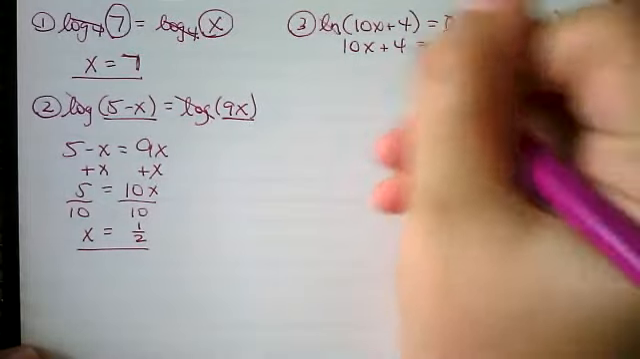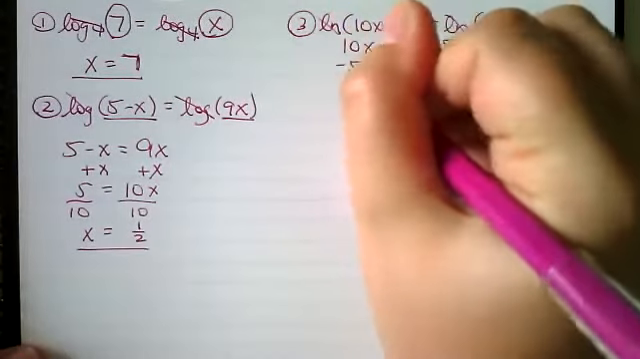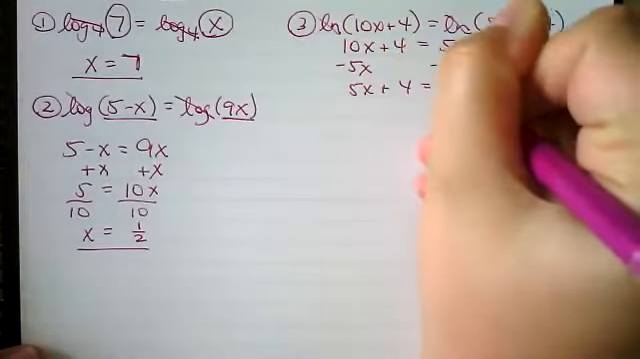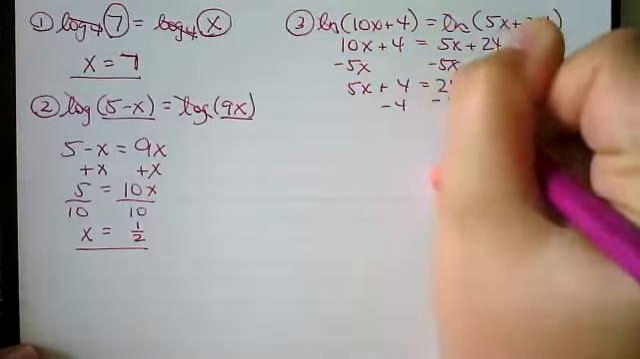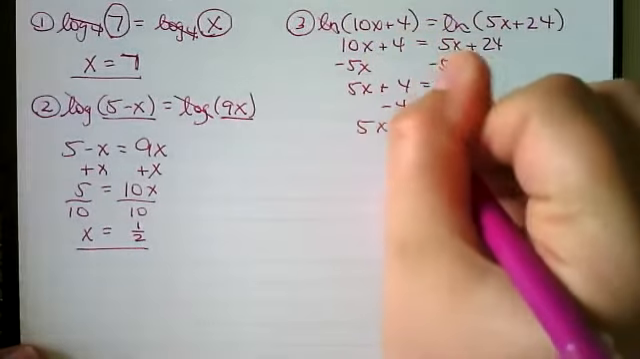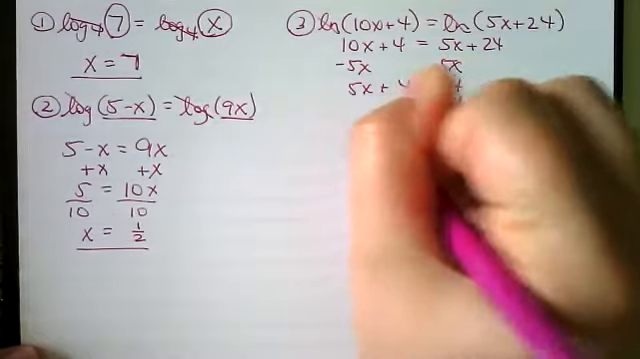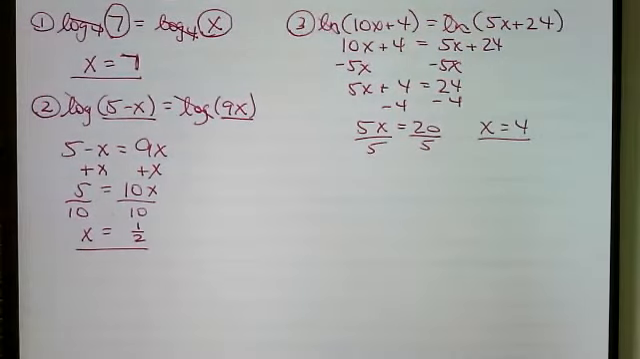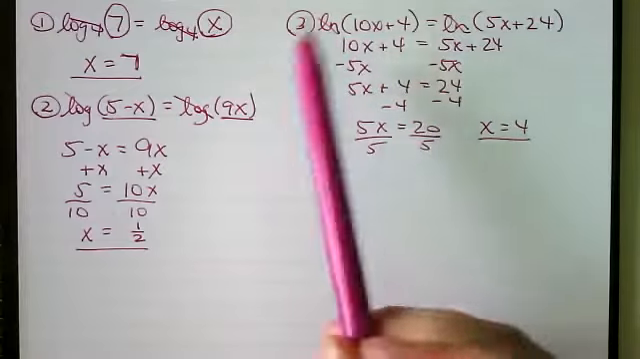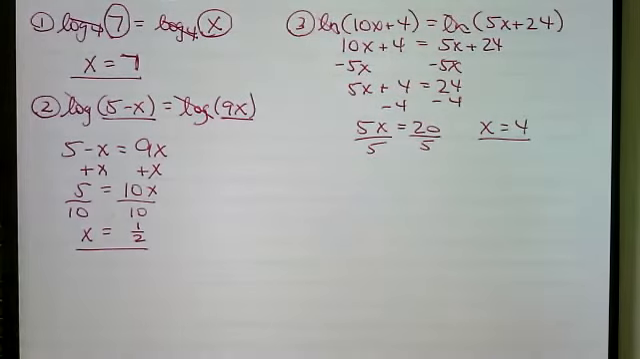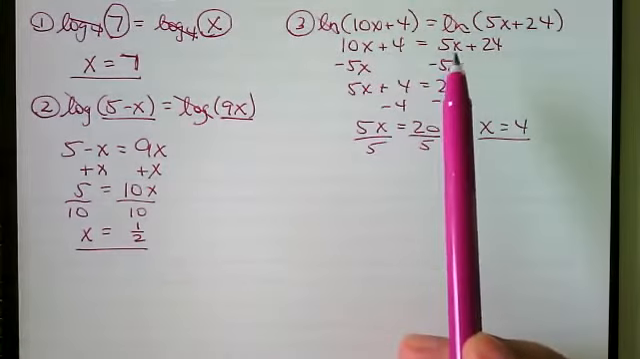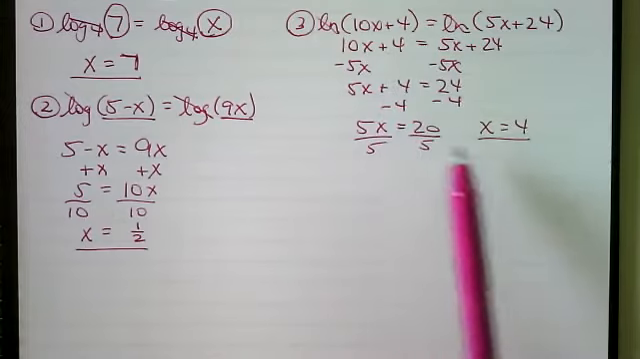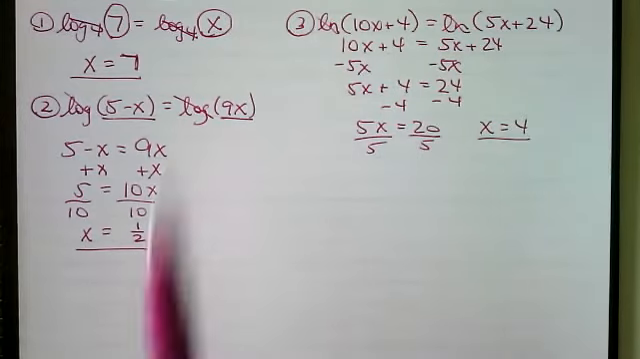So I'm going to subtract 5x from both sides. I get 5x plus 4 equals 24. Subtract 4 from both sides. 5x equals 20. Divide by 5. x equals 4. There's our answer. Once you check that your bases are the same, it's just basic solving. However you want to solve this, it does not matter as long as you're getting your final answer of x equals 4.